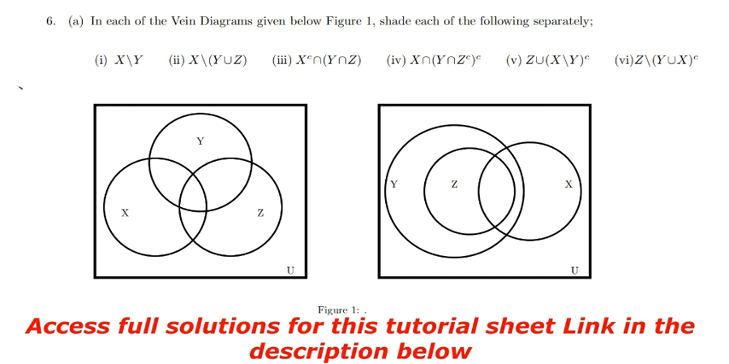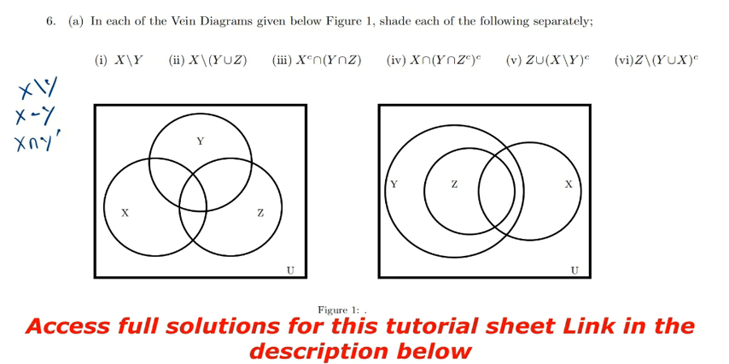The first one we have X minus Y. This symbol, we said, means the difference of the sets. So X minus Y is the same as X intersection Y complement. So elements which are found in X as well as in Y complement. That's what we are looking for.